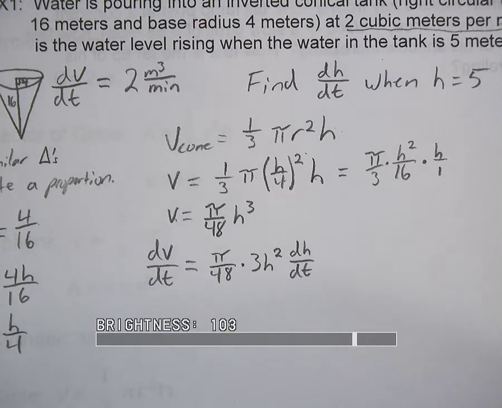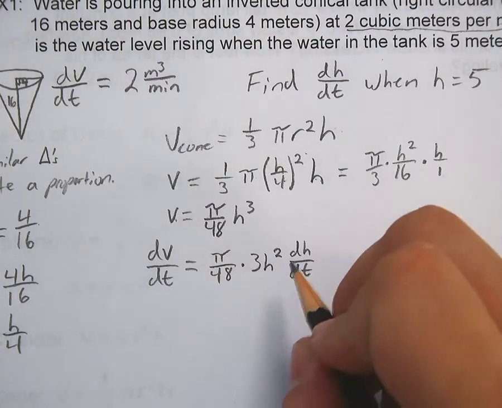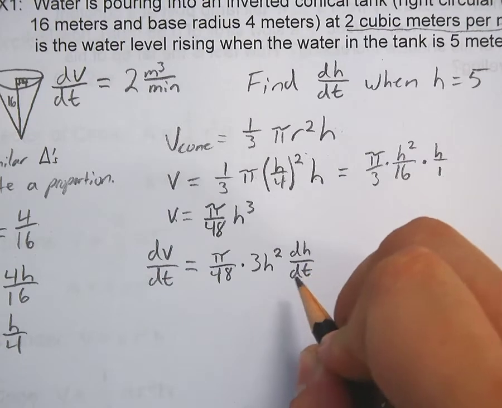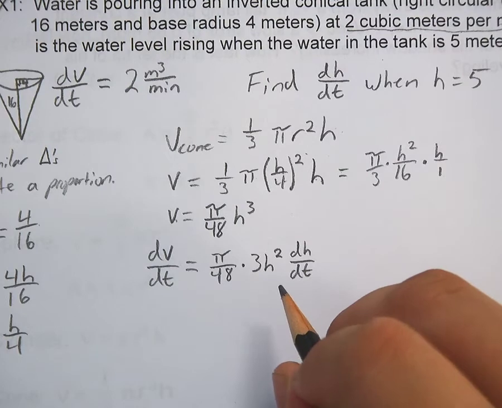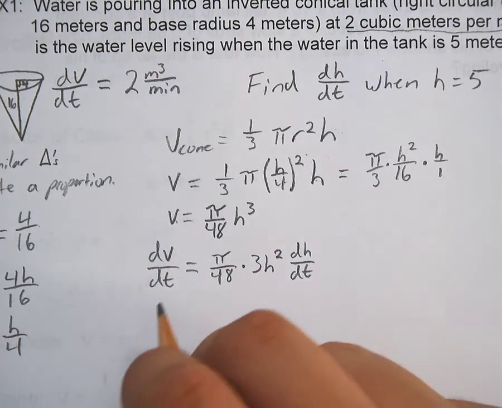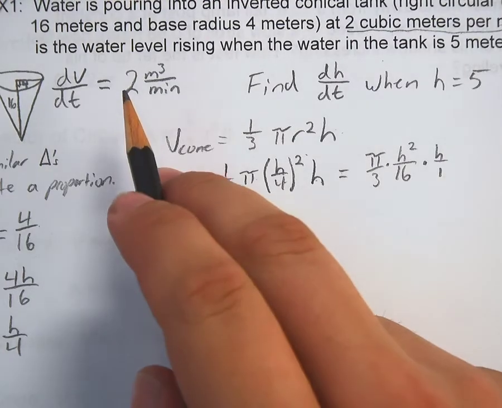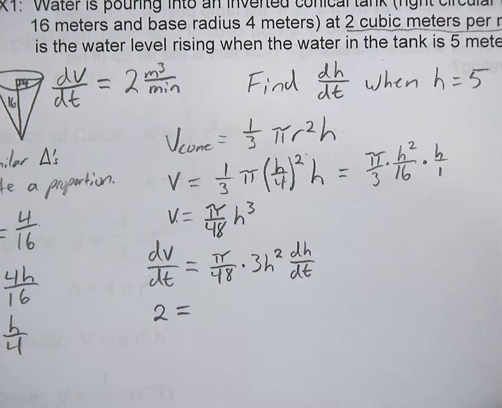Okay, let me pull this back up just a hair. All right, so from here, I want to get dh dt on its own. So after I take the derivative, I'm going to look back to my equation and say, what information do I have? Well, I know what dv dt is. That's 2. So I'm going to go ahead and plug in a 2. Equals.